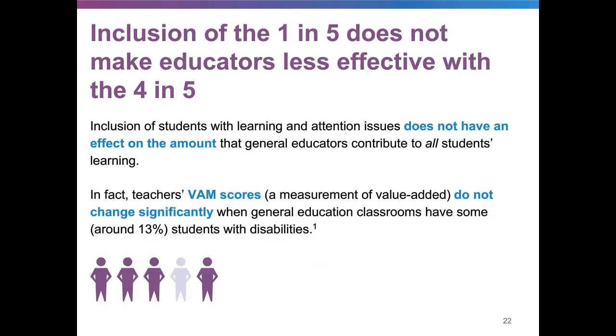Another thing we know is that inclusion of the 1 in 5, in other words, inclusion of kids with learning and attention issues in general education classrooms, does not make educators less effective with the 4 and 5. Good research has been conducted in this area because there is a myth out there that says that if a teacher pays too much attention to kids with learning and attention issues, then the other kids suffer. That's not actually what happens.